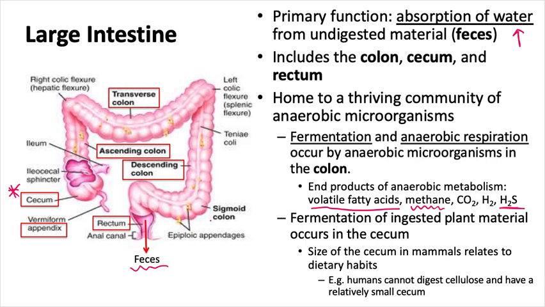The cecum will have an important role in herbivores. Plant matter will be digested. Some microorganisms, some fermenting organisms will have cellulolytic enzymes, or enzymes to break down cellulose, that humans don't have. So, fun fact, humans cannot digest cellulose on their own.